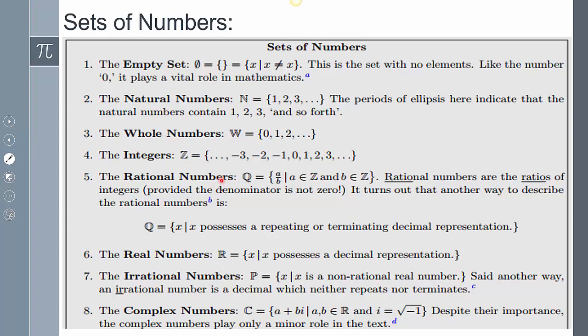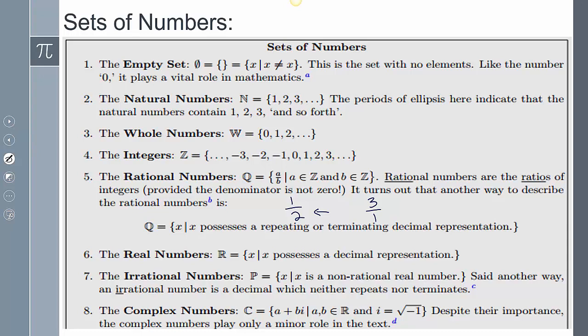Like rational numbers, the number 1/2, that's a rational number. It's a ratio. But this rational number is not an integer. But I can say that 3/1, which is a ratio, is an integer. So just understand that some of these sets are embedded within each other.